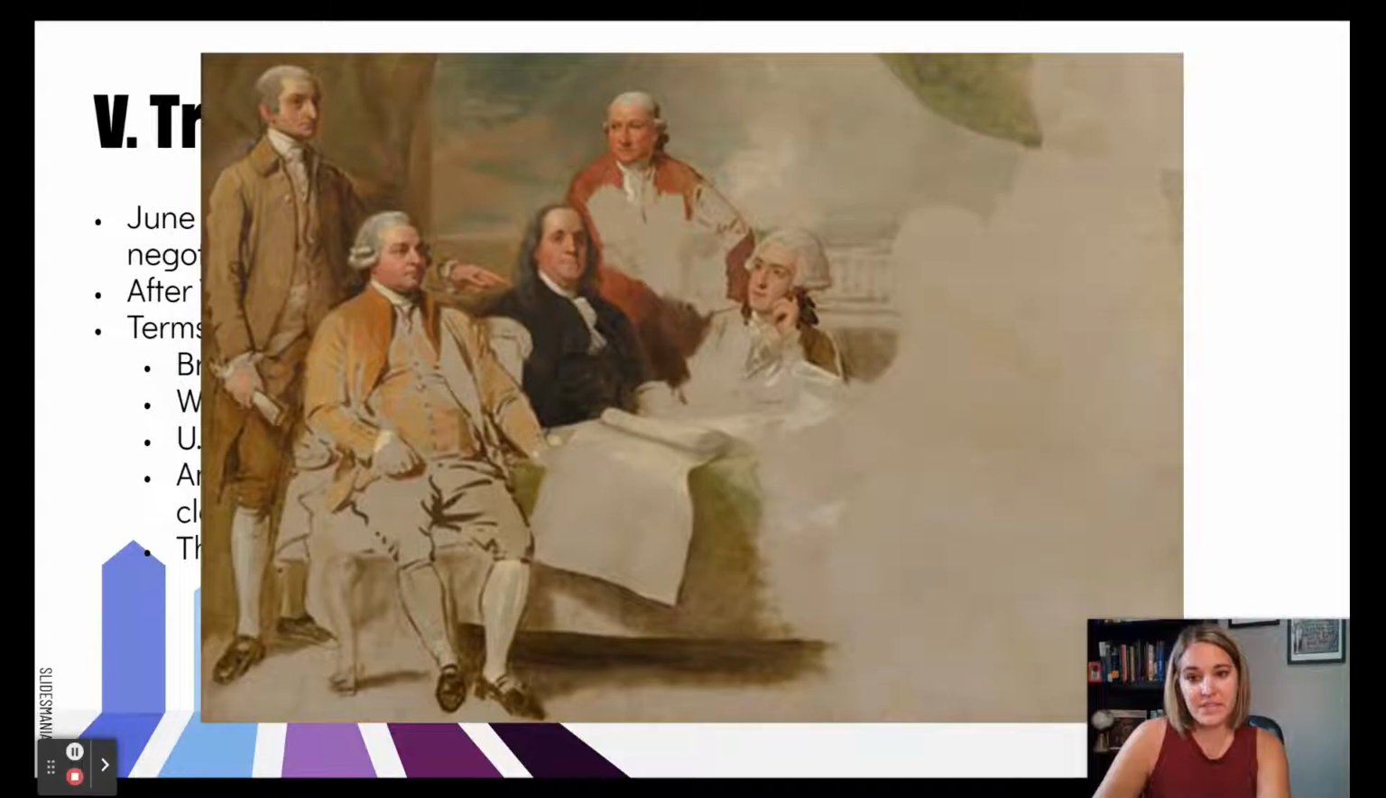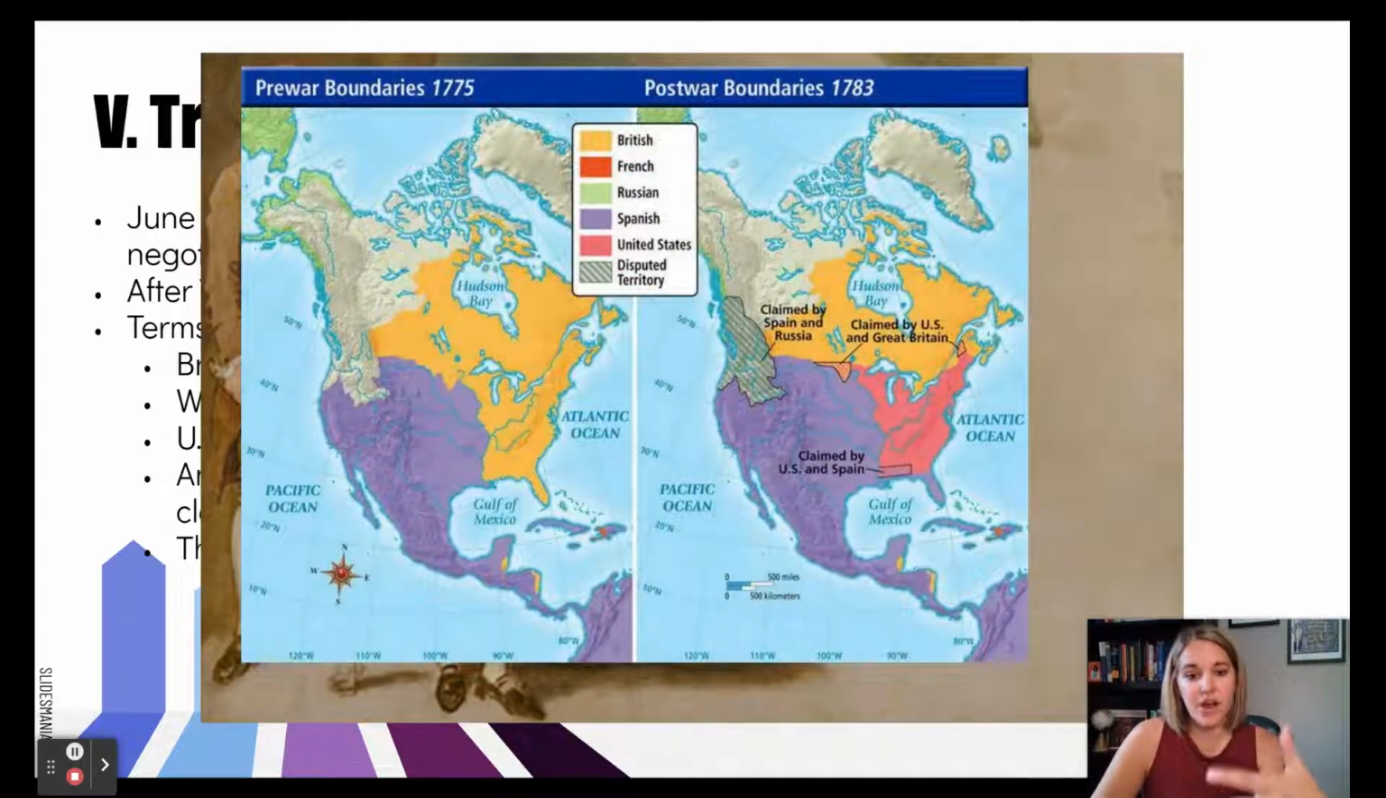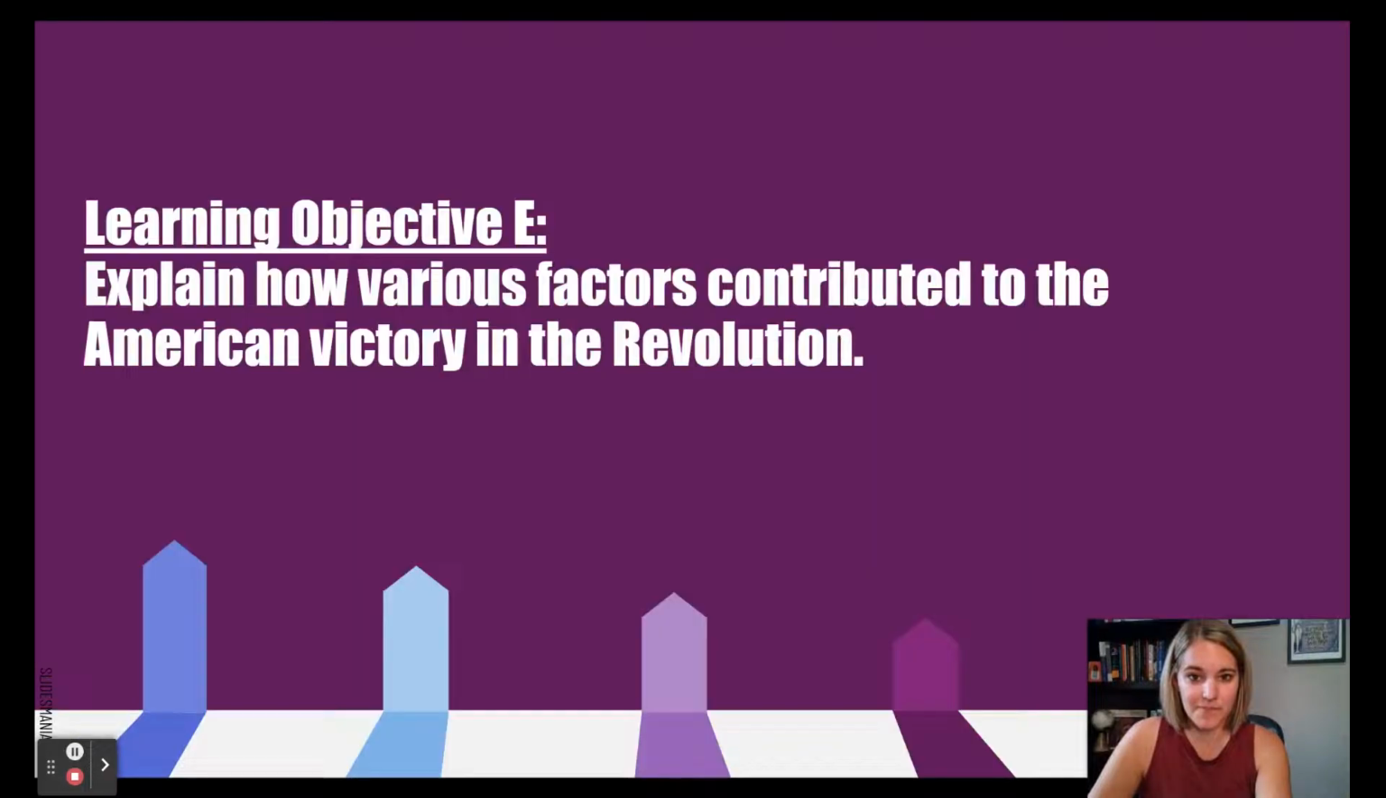Here's an unfinished painting, but you can see the members of this delegation sent to negotiate this treaty. And here you can see are the pre-war and post-war boundaries. Clearly, the United States did not exist in 1775 and now does exist in the map in 1783. So there you have it. There's your lesson on explaining how various factors contributed to the American victory in the Revolution.